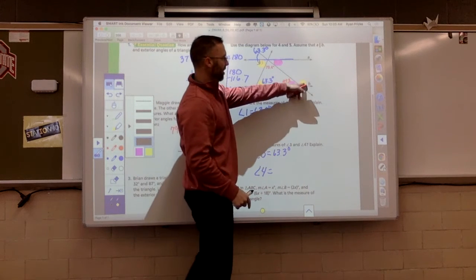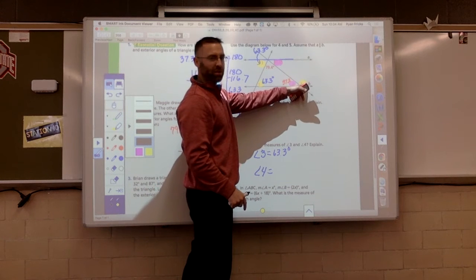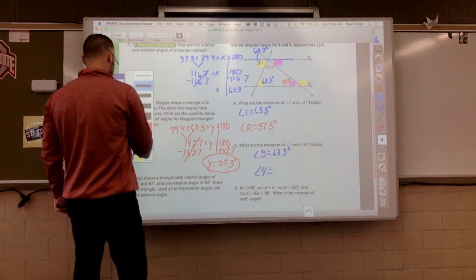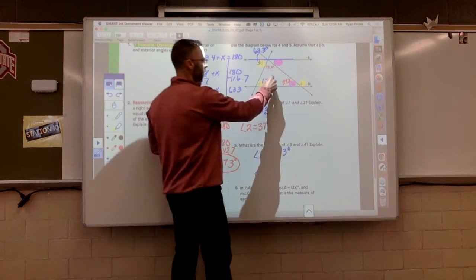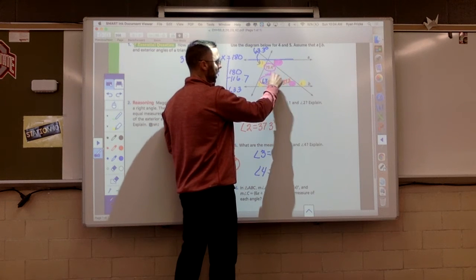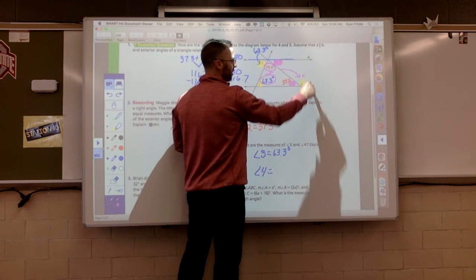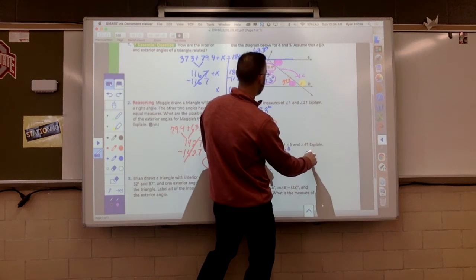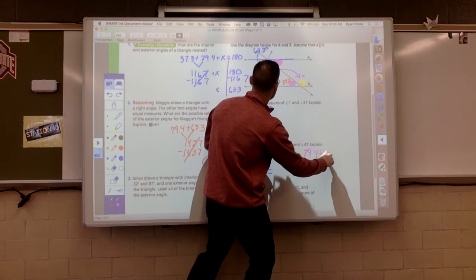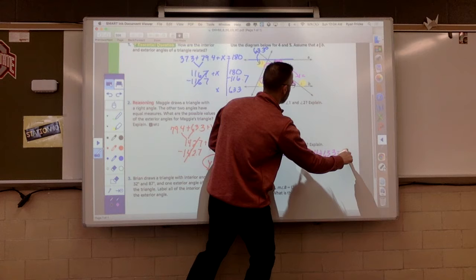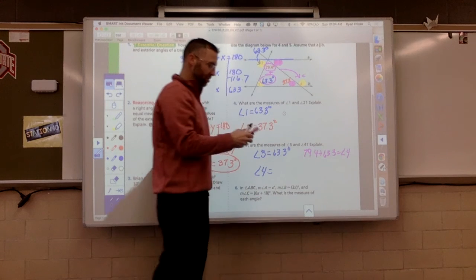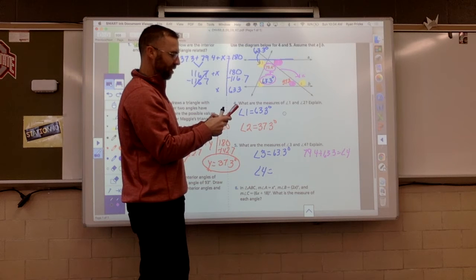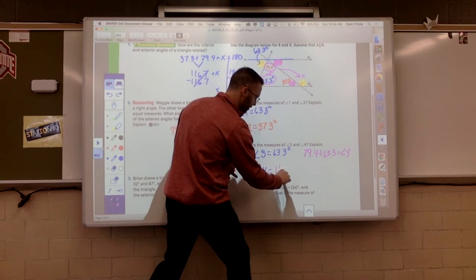Now, what do we know? This angle right here, exterior angle, equal to the sum of the two remote interior angles. So once again, we can write an equation to say, hey, these two added together equal this one. Well, that's easy. All we got to do, I'll write it down here, 79.4 plus 63.3 is going to equal angle 4. Add those two together, 79.4 plus 63.3. Boom, 142.7.